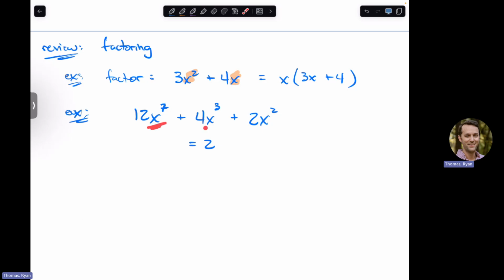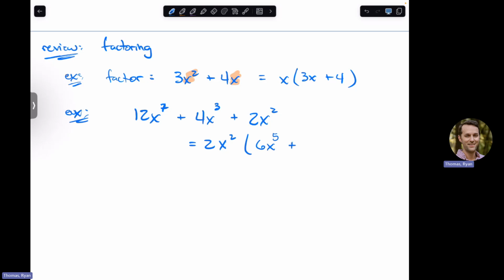X to the seventh, x cubed, and x squared. What do those have in common? X, how many of them? 2, right? Seventh means 7 copies. Third means 3 copies. Squared means 2 copies, so I can take 2 out. What's left behind when we take out 2x squared? 6, x to the fifth. There were 7 and we took away 2.